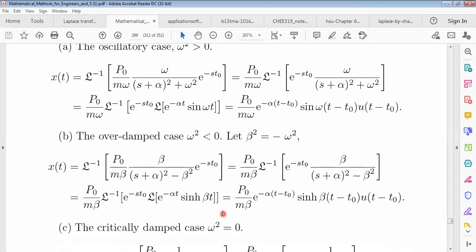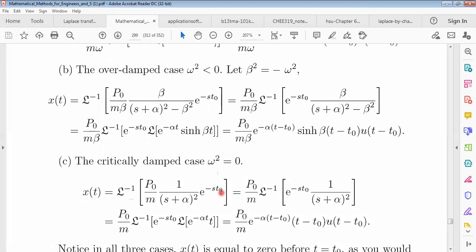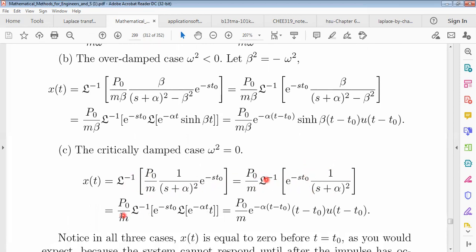Omega square equal to 0. Then putting omega square equal to 0, we get this inverse Laplace transformation. P naught by M is constant, so we take the inverse Laplace transformation of e to the power minus s t naught. You must know the Laplace transformation of e to the power minus alpha t, and t into e to the power minus alpha t.